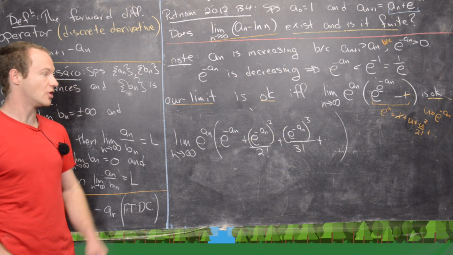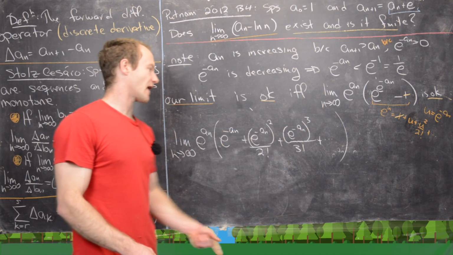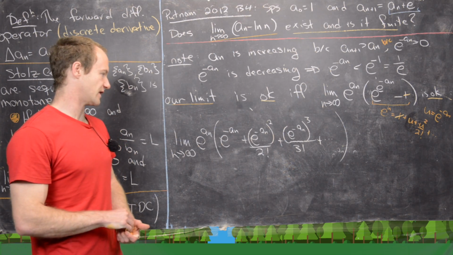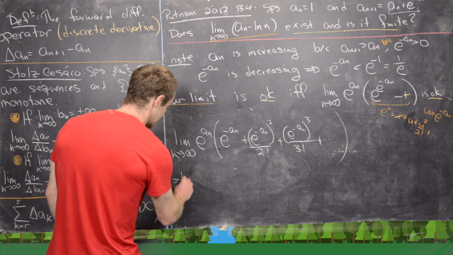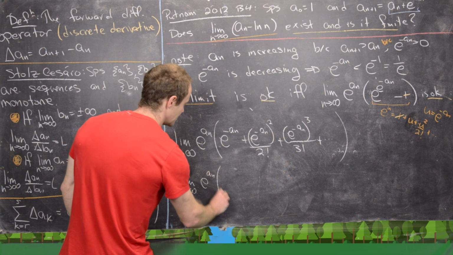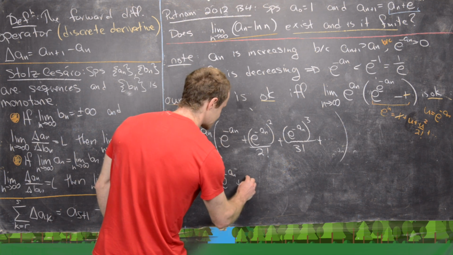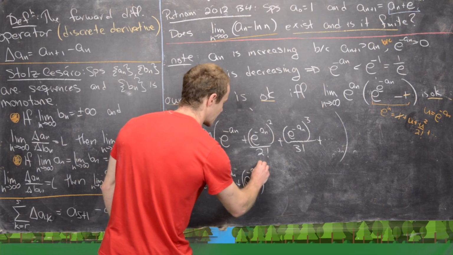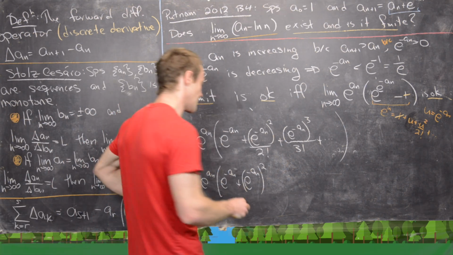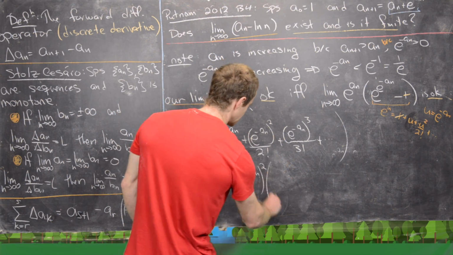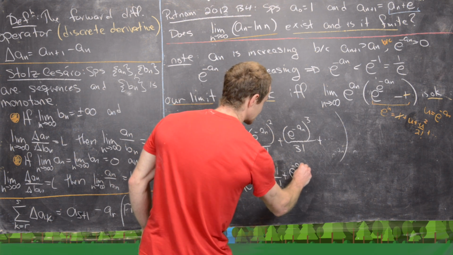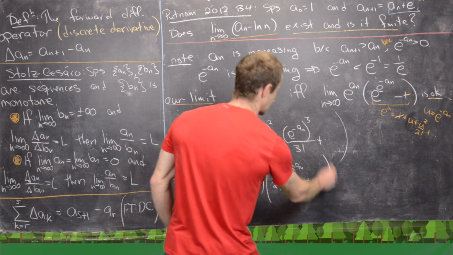Now the next thing that I want to notice is that this guy right here, I can factor an e to the minus a_n squared out of it. So let's go ahead and do that. This is going to be the limit as n goes to infinity of e to the a_n, and then we have e to the minus a_n plus e to the minus a_n quantity squared. And then we have all of this stuff left over. And so let's see what this stuff left over is. That's going to be 1 over 2 factorial plus e to the minus a_n over 3 factorial plus dot dot dot. Great.